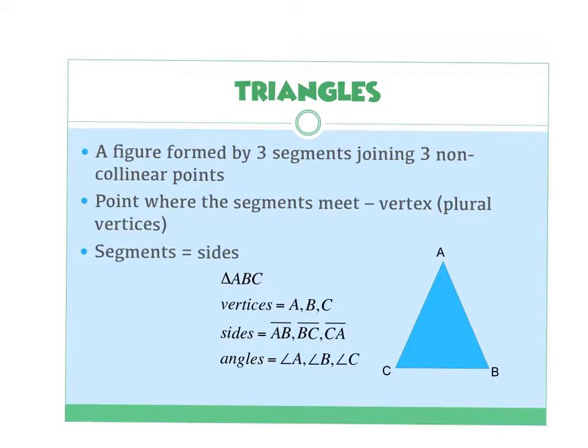They have to be non-collinear because otherwise you're drawing a line. The point where the segments meet is called the vertex. The plural of the word vertex is vertices. And then the sides are segments, so be careful when you name them. They are segments. They are not lines. They are not rays. They are segments. They start and stop.